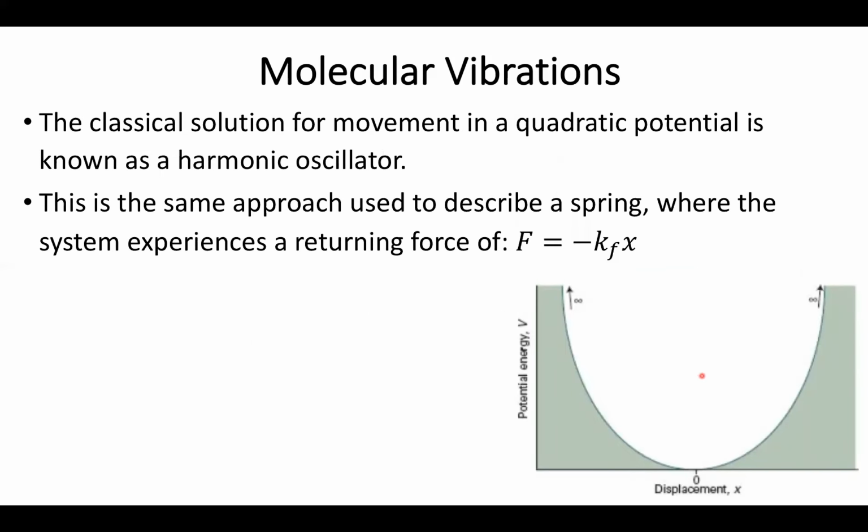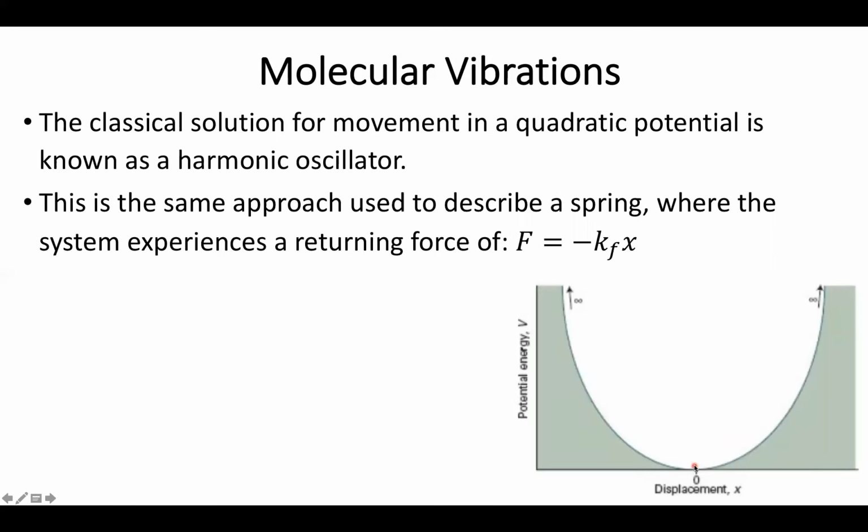So the classical solution for this kind of quadratic behavior is known as the harmonic oscillator. This is the idea that's usually used to describe a spring. And essentially that's one of the classic ways of looking at a bond, as a spring, but unlike a spring, it won't eventually run out of energy and stop. It's an atom, it will forever move.